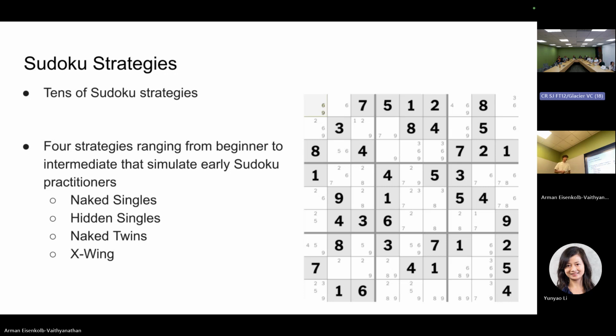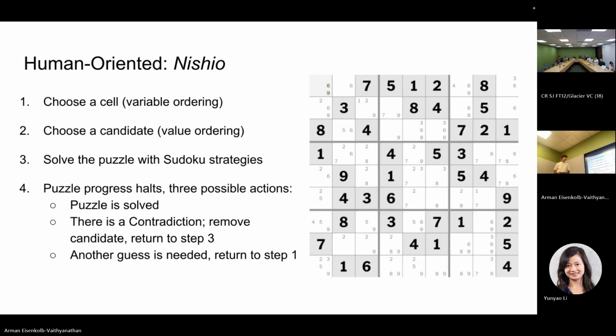The first of these 4 strategies is naked singles. Naked singles states that for a cell, if that cell has one candidate, it must fill that cell. I won't be going over the other 3 strategies in detail now. However, I will explain them in the user study. These 4 strategies can solve some puzzles on their own. However, they cannot solve the harder puzzles.